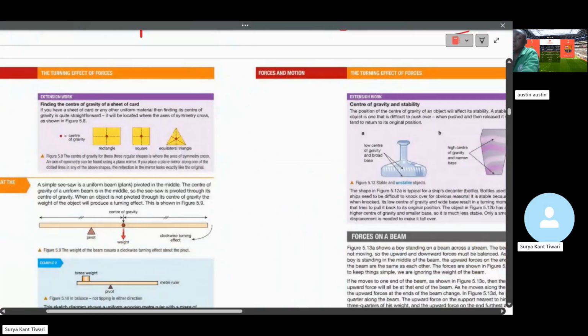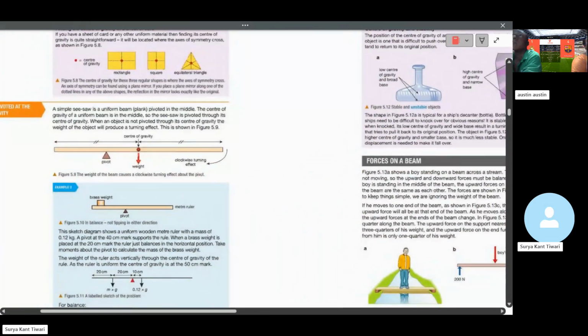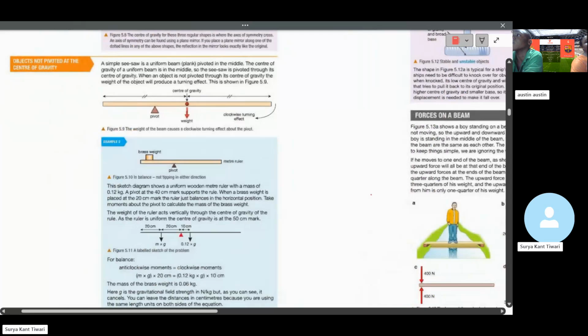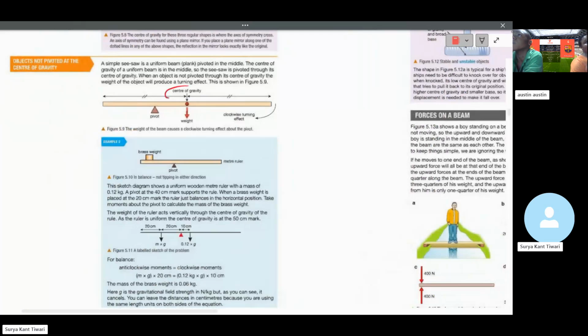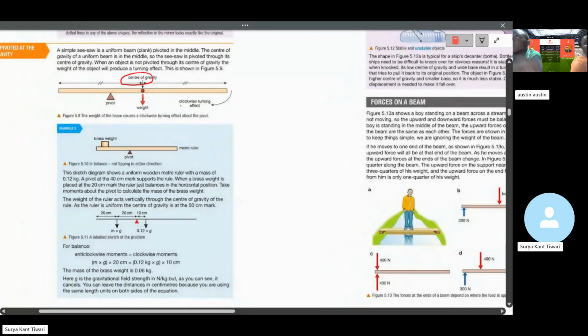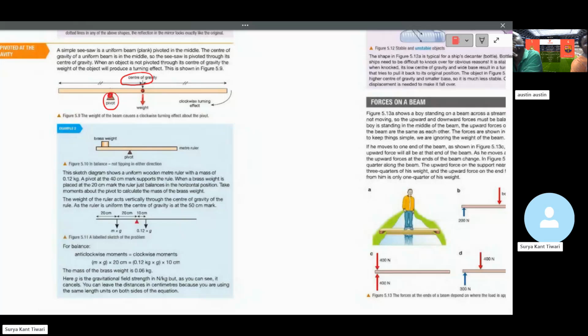And now what do we have? See, object not pivoted at center of gravity. You can see this is at center of gravity, right? Yes, sir. You know what they are doing? What is pivot? Pivot is the point where it is fixed. Either it can move downward or upward like this. Okay, this is called pivot.